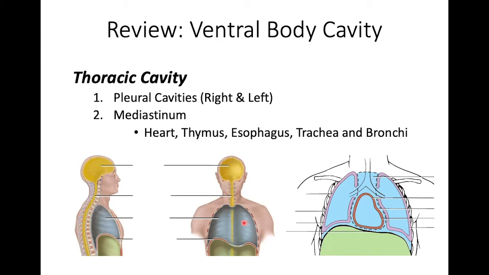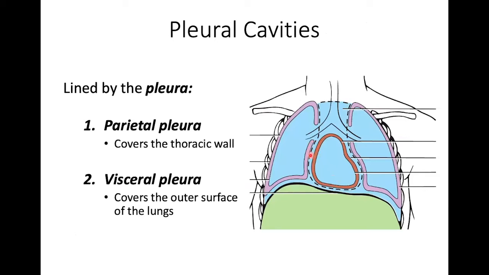Now, if you recall, all of these body cavities are lined by specific types of serous membranes. We just looked at the pericardium, which is the double-layered serous membrane that surrounds the heart. Well, the double-layered membrane that surrounds the lungs is known as the pleura. And the pleura, like all serous membranes, has two layers and a space between. And in that space between these two layers, we have a specific type of serous fluid, which is known as pleural fluid.